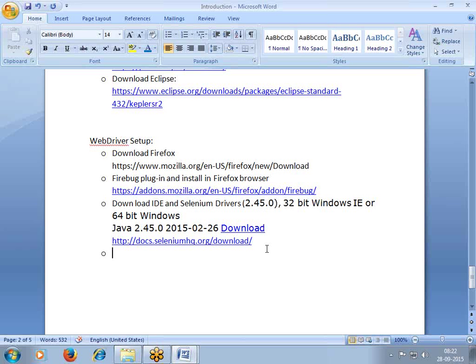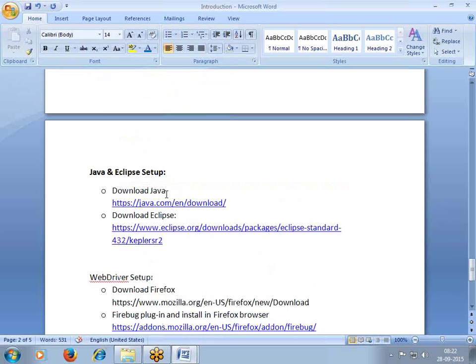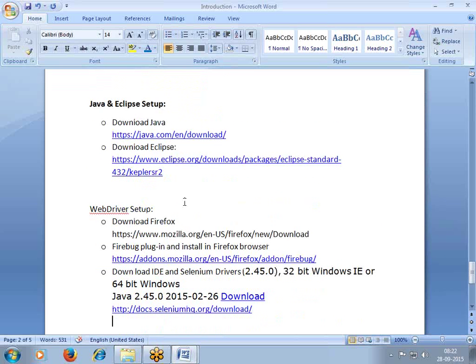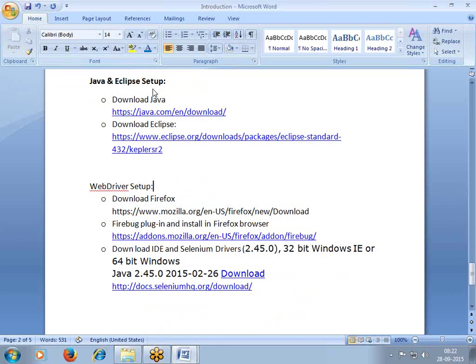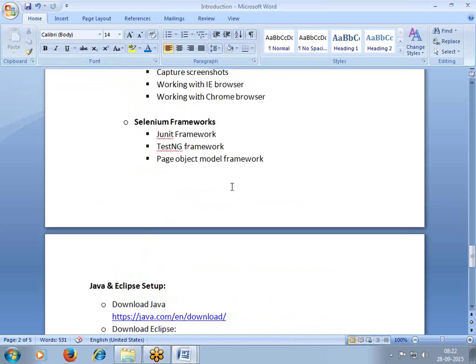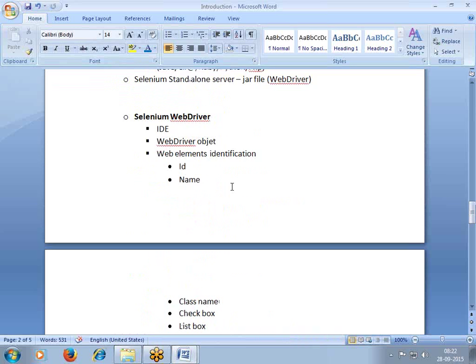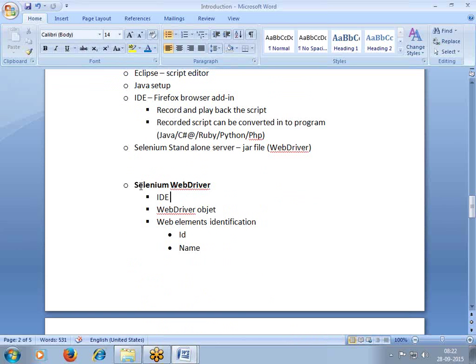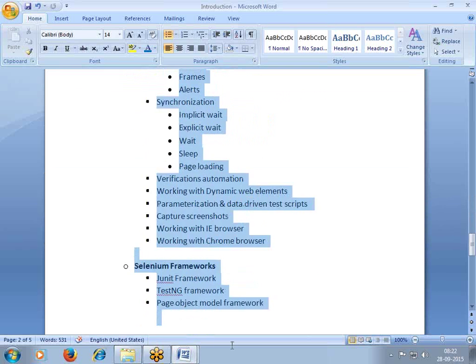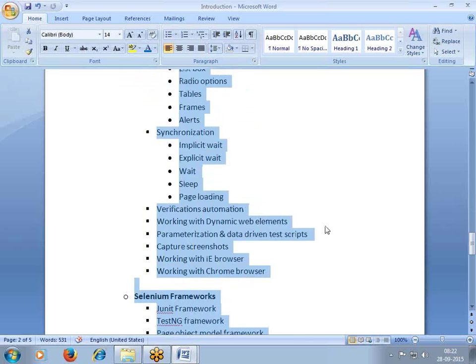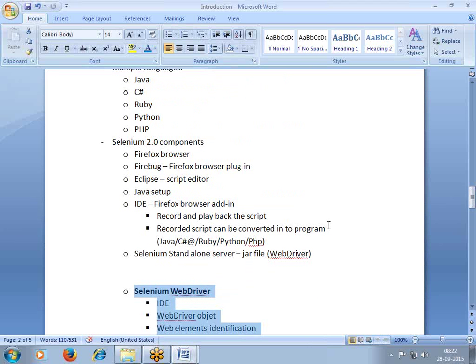But we already have Java and Eclipse, right, sir? Yes, that we have. For the other things that are not available, download them from these links. I will share this document. Complete the downloading today, and tomorrow we'll do the setup, and then we'll start all these topics discussion one by one. So these are all the contents in Selenium we are going to discuss. These are the topics we will be discussing one by one.